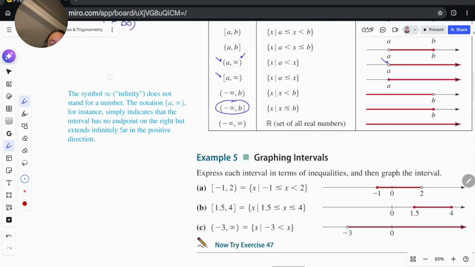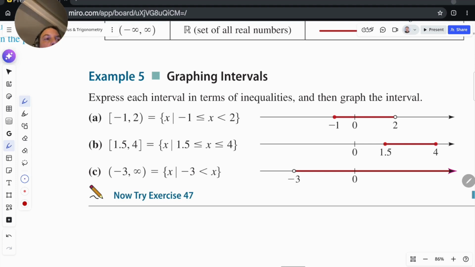Now let's go to our example. Example number 5, graphing intervals. Let's start with A here. Describe the graph of [-1, 2) on the number line. So we have a closed, filled circle at -1 because -1 is included, with an open, hollow circle at 2 because 2 is not included. So a solid segment connecting them together.